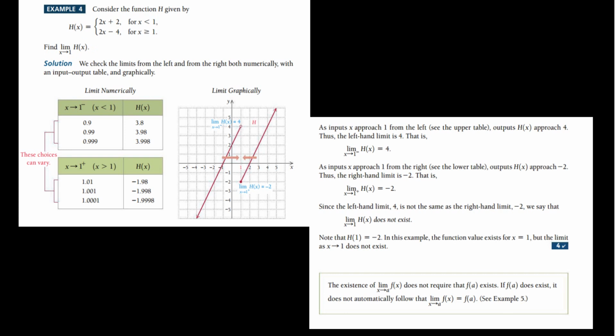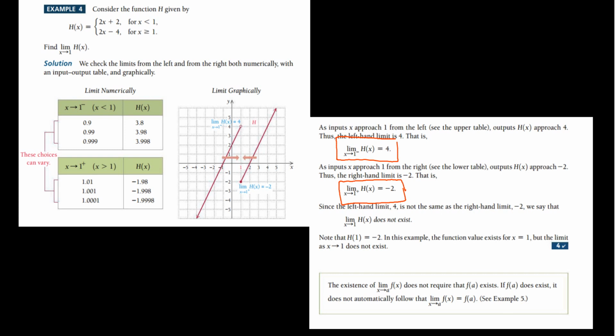Okay, so what we're going to do is approach 1 from the left side, right? 0.9, 0.99, 0.9999. It appears that when we approach 1 from the left side, we get closer and closer to the number 4. Okay, and of course that's what we can see here. Now next up, as we approach 1 from the right side, 1.01, 1.001, it appears that we're getting closer and closer to the number -2.